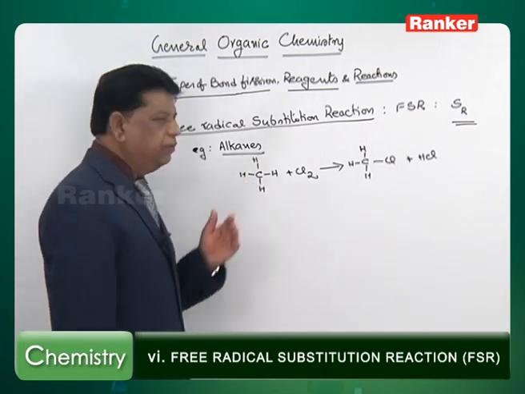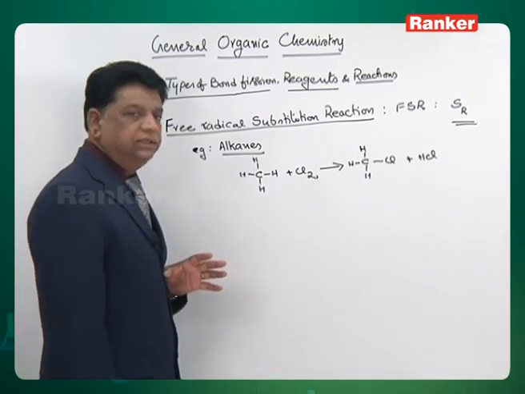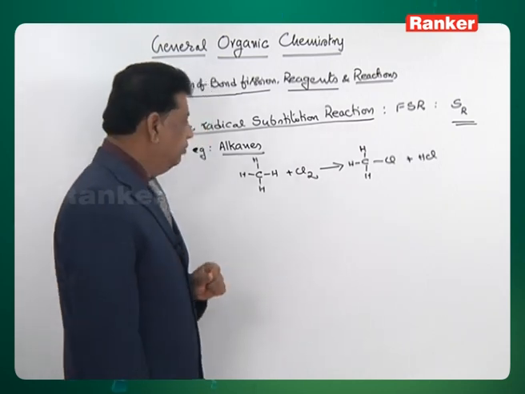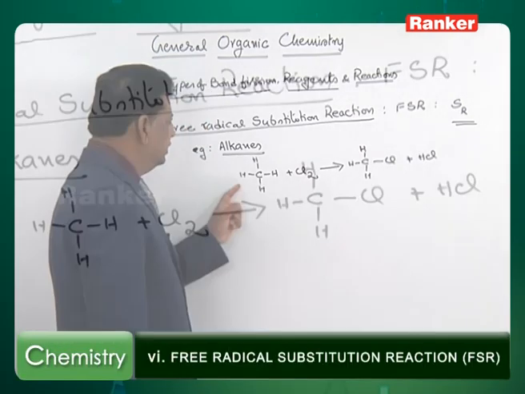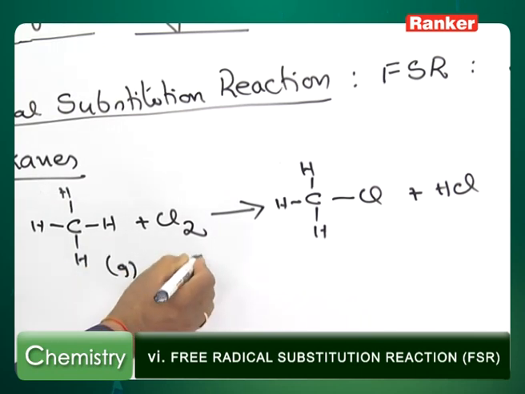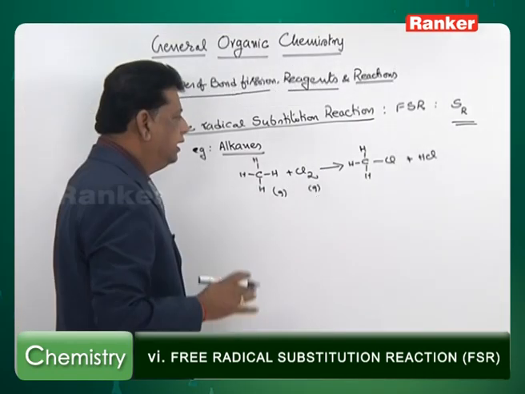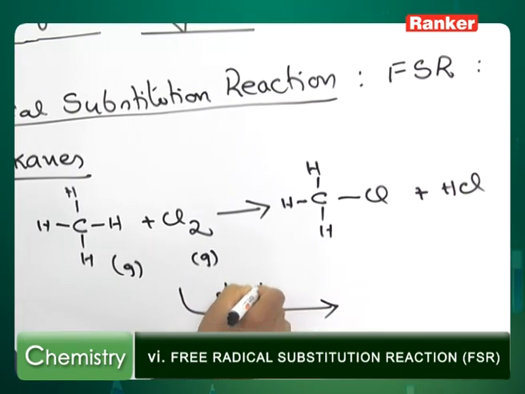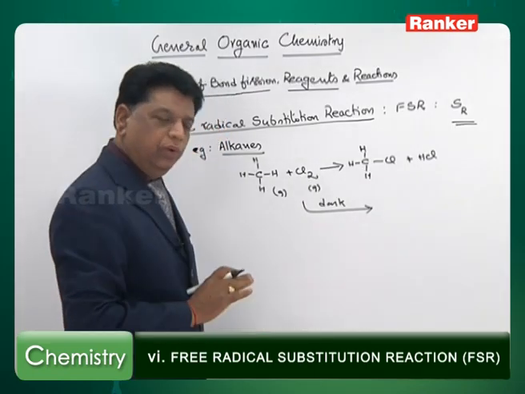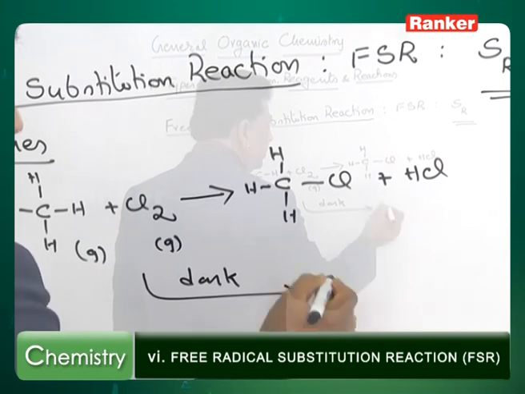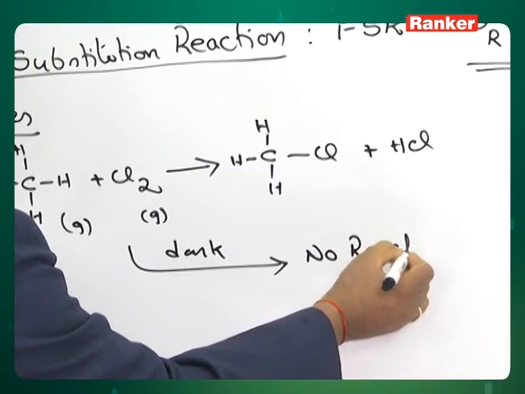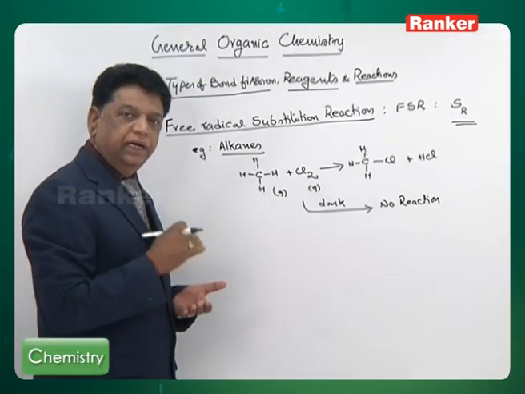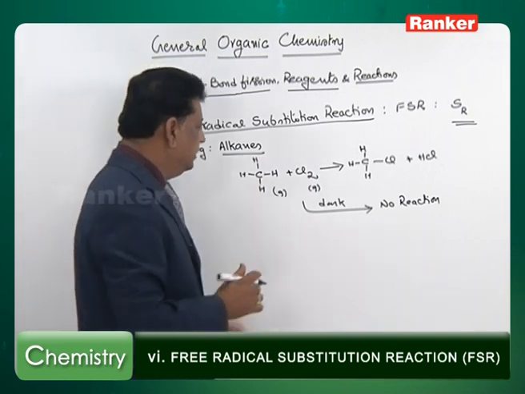The reaction appears to be very simple, but it too has some complications and attractive features also. One feature is that if you mix methane gas and chlorine gas together and keep it in the dark, that means no light energy, no heating energy, there is no reaction. Both gases under the dark, with no light energy and no heat energy, the reaction does not take place.